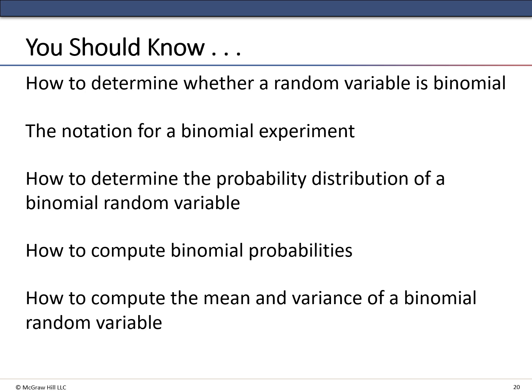So we've covered all of these things. You should know how to determine whether a random variable is binomial based upon those conditions that we talked about, the 5 conditions. The notation for a binomial experiment, this is the combination notation. How to determine the probability distribution of a binomial random variable. How to compute binomial probabilities, and how to compute the mean and variance of a binomial random variable.